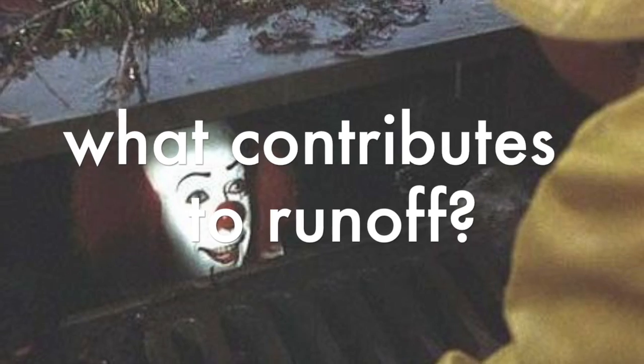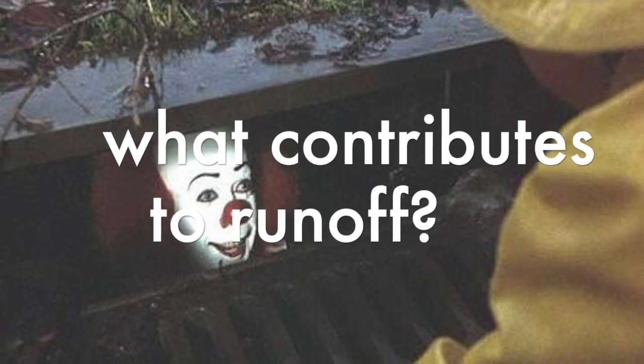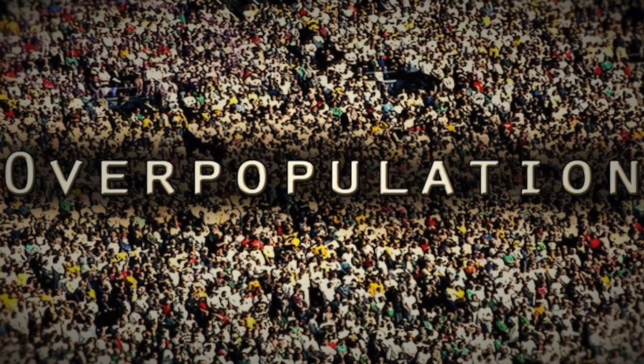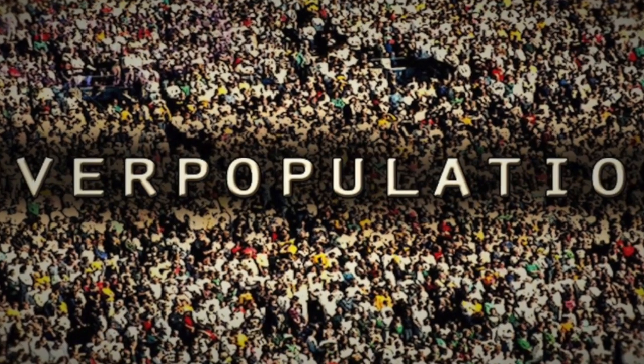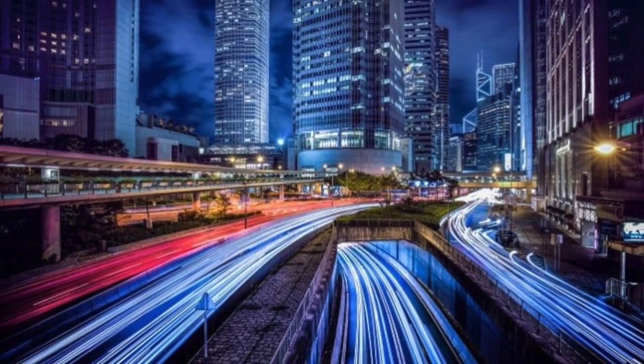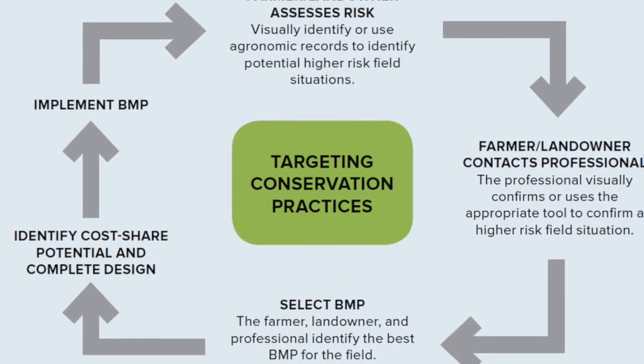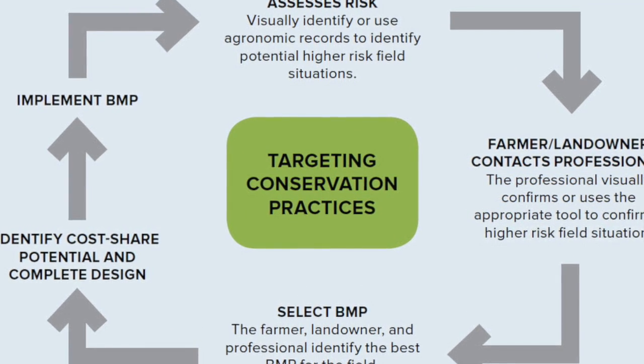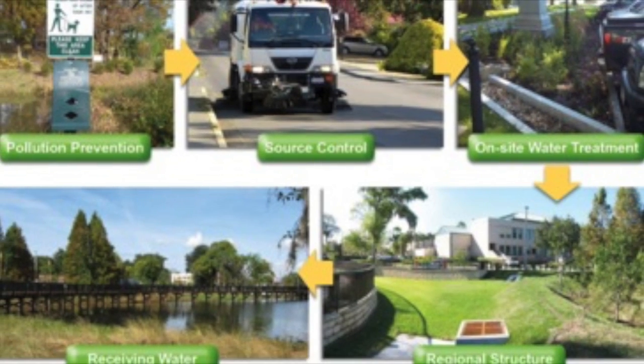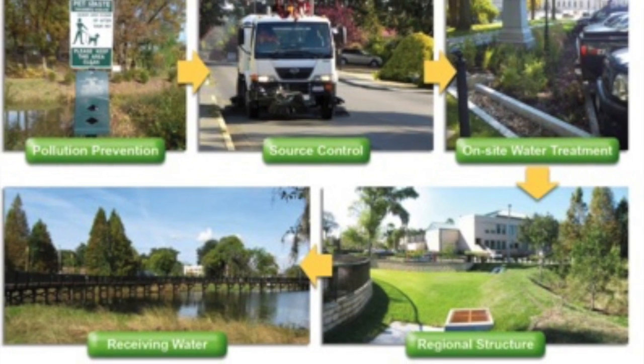What contributes to stormwater runoff? Our increasing growth in population contributes, increasing urbanization of areas, a lack of stormwater controls like best management practices, also known as BMPs. And what do BMPs do? They filter out pollutants to help prevent pollution.